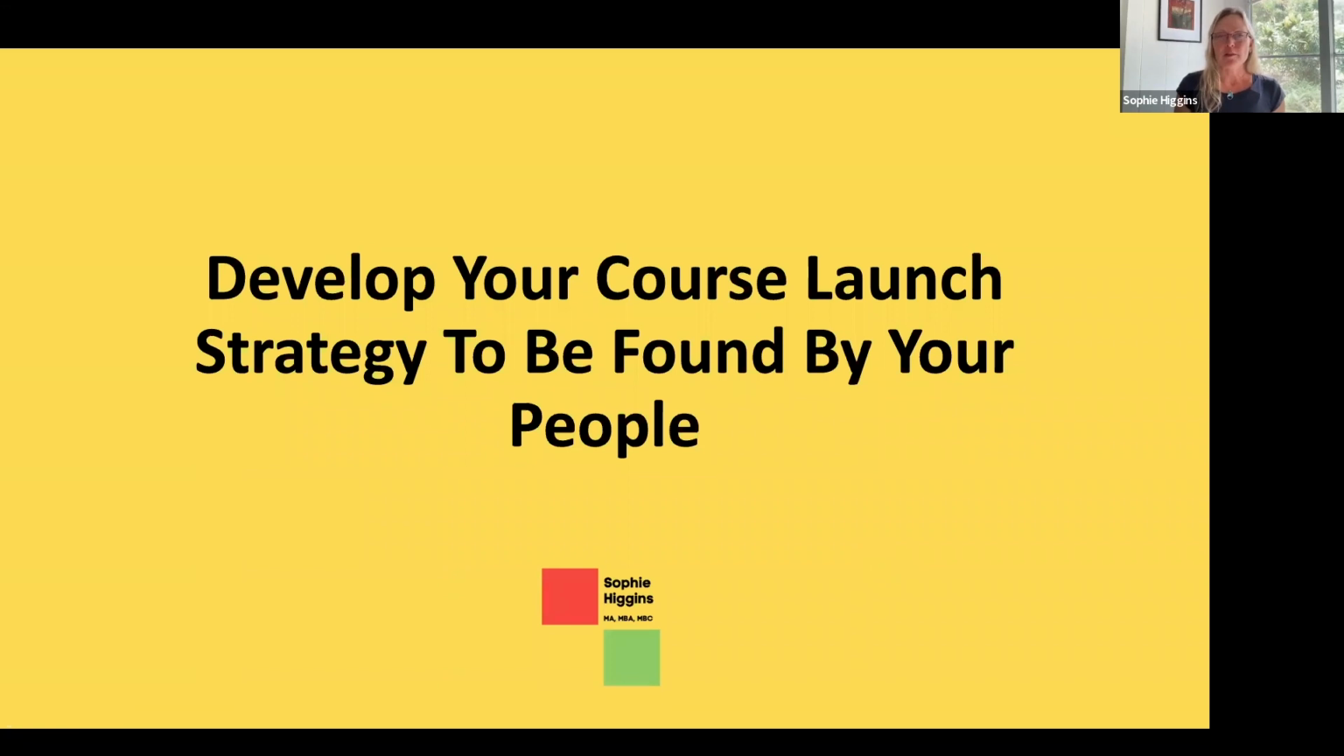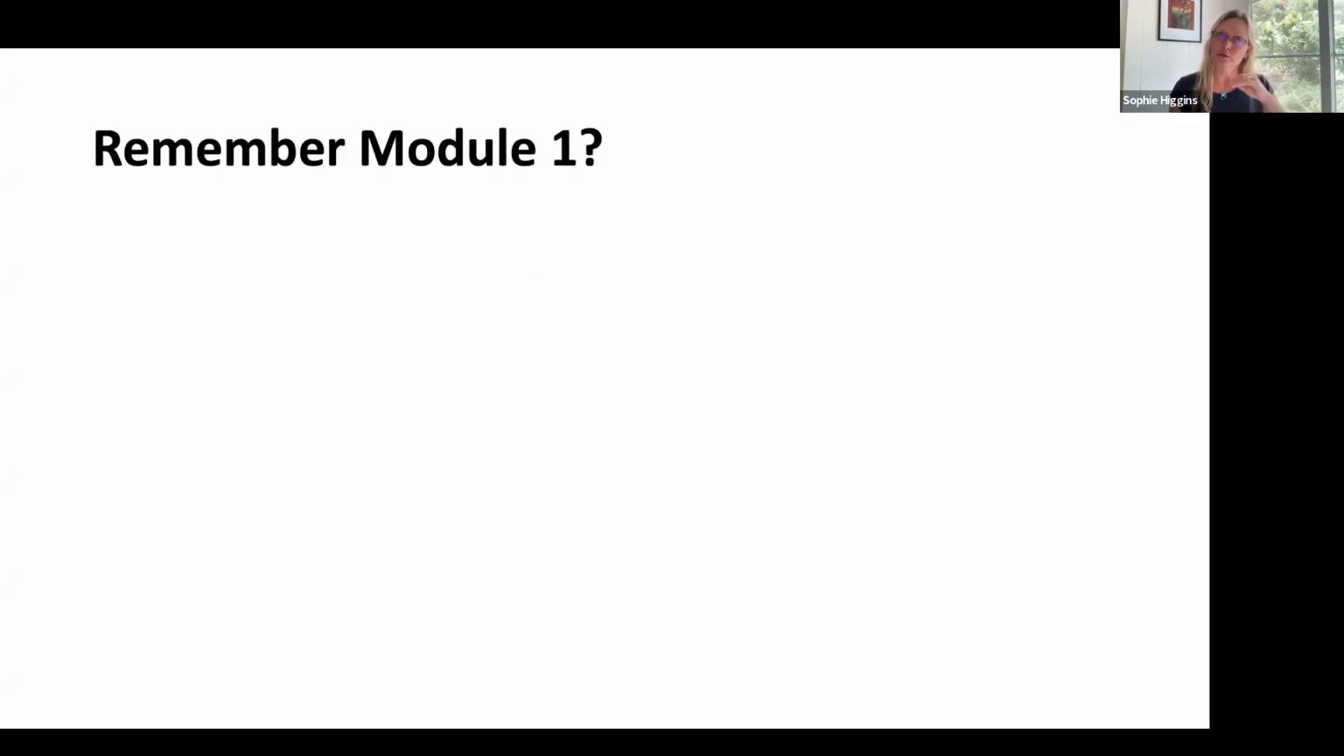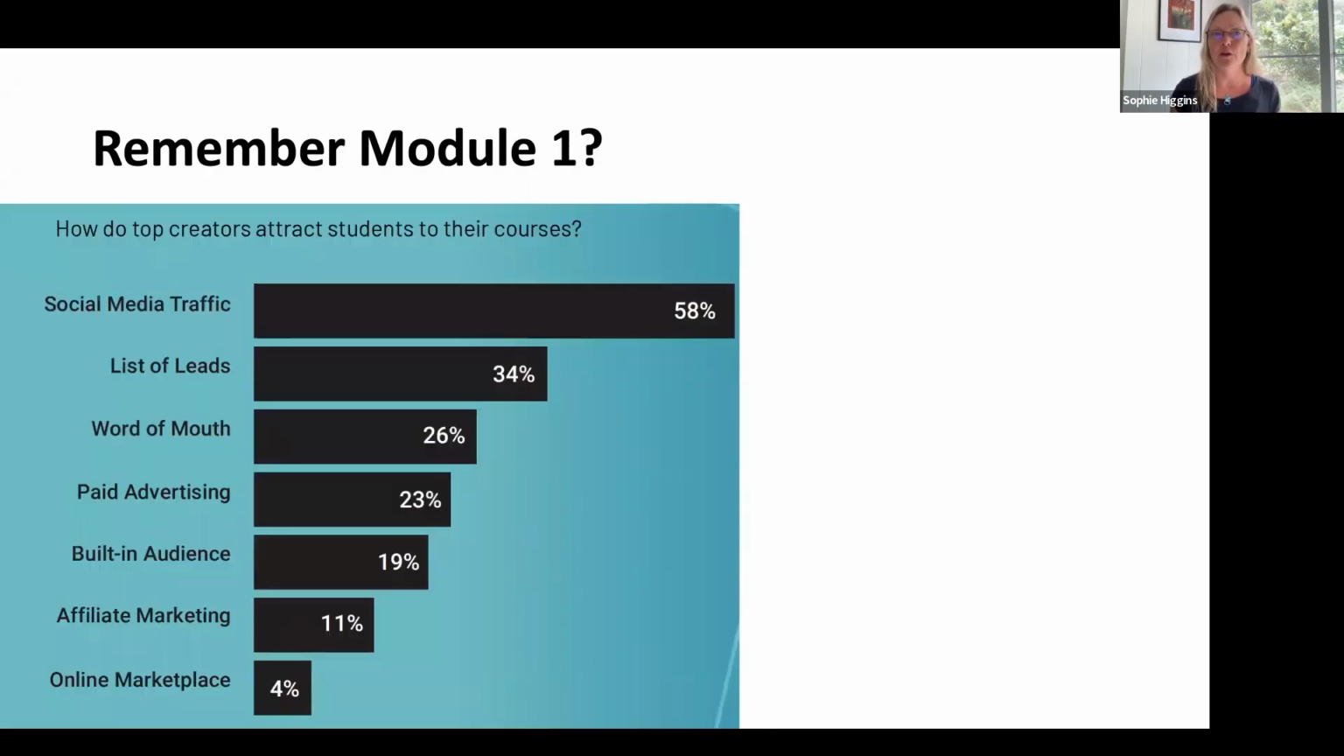So the first element we're going to really look into is how to develop your course launch strategy to be found by your people. And again, I want to draw your attention to the first module where you saw this graph about where top creators attract the students to their courses. And as you can see, the top 3 are social media traffic, that list of leads, your email list, and then the third one is word of mouth.